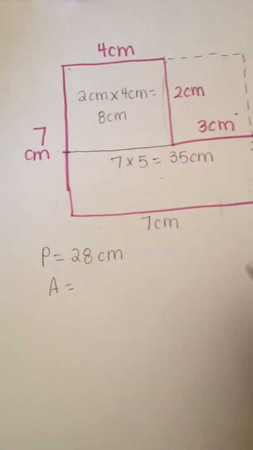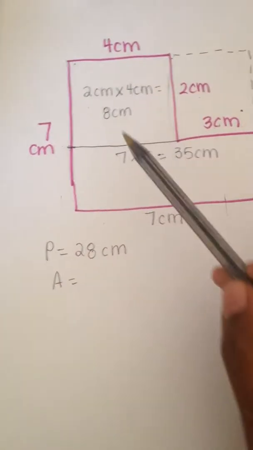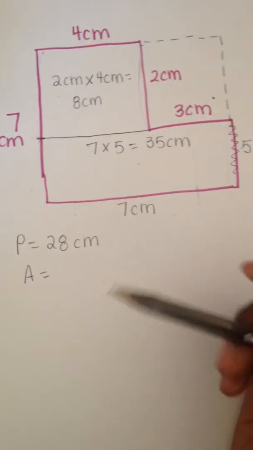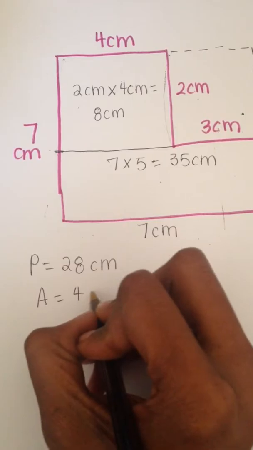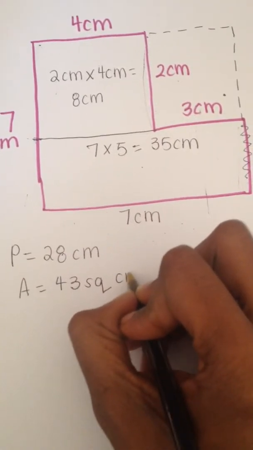Now, the problem's not done there. What you have to do is add both of them. We're going to add the area of this plus the area of this to give us the combined area. So when you add 8 plus 35, you get 43 square centimeters.